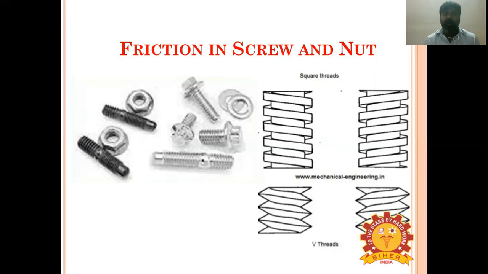It has some types of threads, right? According to the shape of the threads, the classification is square threads and V threads. According to the surface of the threads, internal threads and external threads are the classifications. According to the number of threads, single threaded and multi threaded is the classification. Then the last one is the direction of movement of threads, that is right-handed screws and left-handed screws, right? So these are all the important classifications of screw threads.